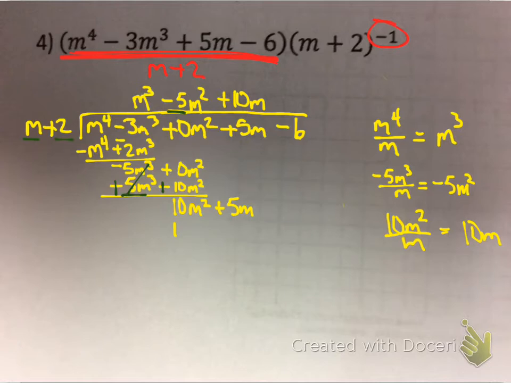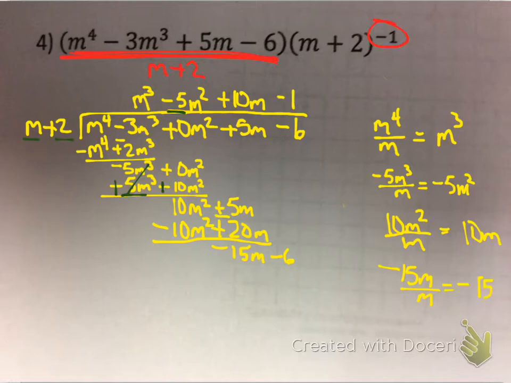10m times m is 10m squared. 10 times 2 is 20m. And change the sign. Cancel out the first ones. 5 plus a negative 20 is negative 15m. Bring down the negative 6. Now divide negative 15m by m. Notice how I'm always taking the first thing on each row and then dividing it by that lead term in the divisor. So that gives me negative 15. And then multiply. Negative 15 times m is negative 15m. Negative 15 times 2 is negative 30. Change your signs. Then that will give me 24. And then that would be my remainder, which I'm going to write right there.